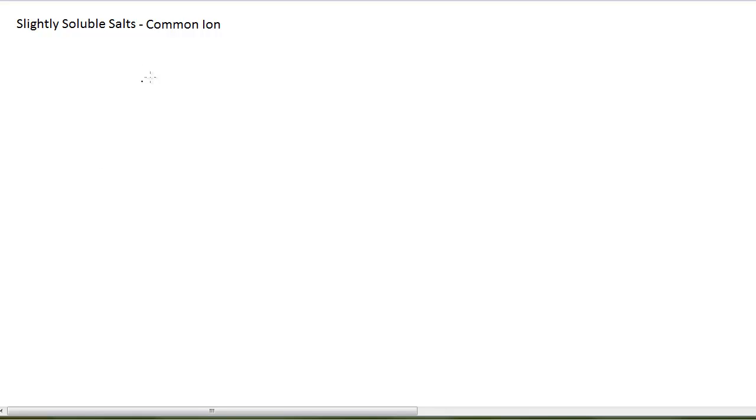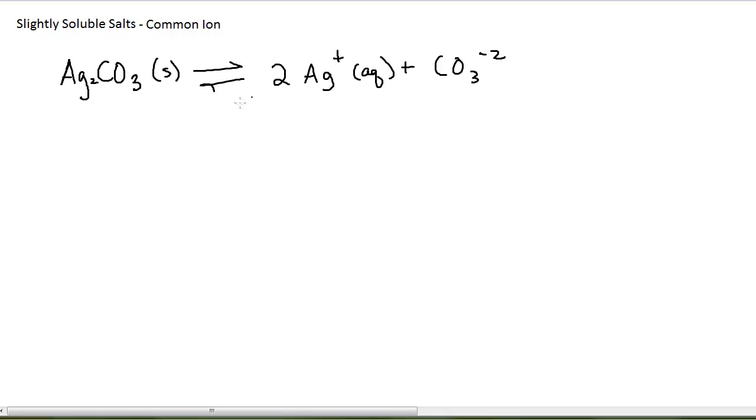The next type of problem we want to look at is what happens when there is a common ion. This is a theme that we have found in the previous few chapters. What would be the solubility of a salt if there's already present an ion that is also present in the equilibrium? For example, let's say I have a solution of silver 1 carbonate. This is an insoluble salt, which means it's slightly soluble in water. We will have this equilibrium.